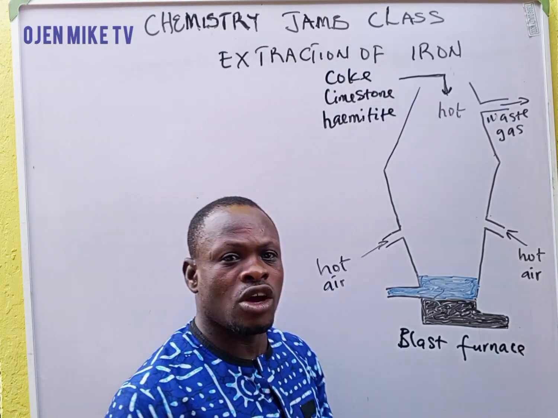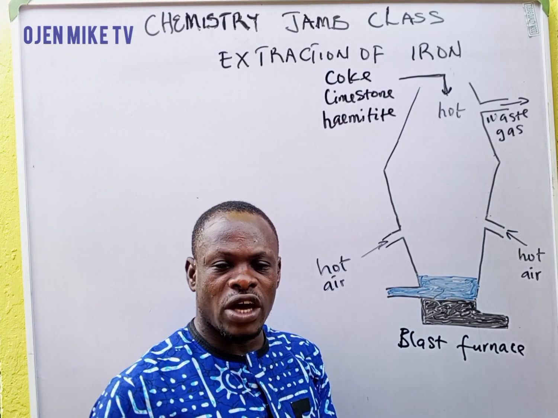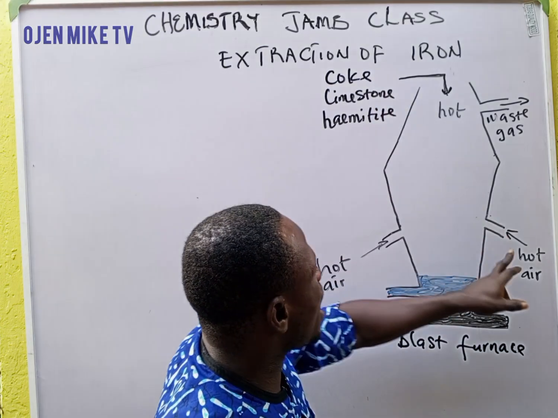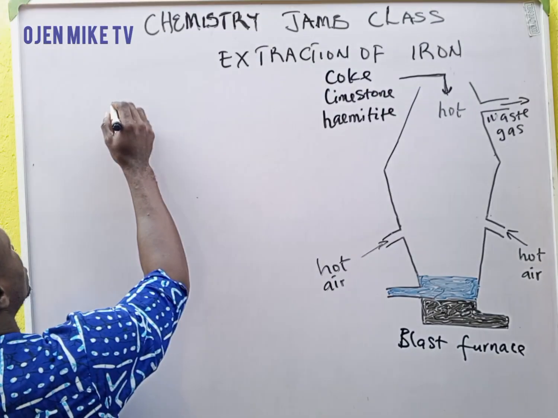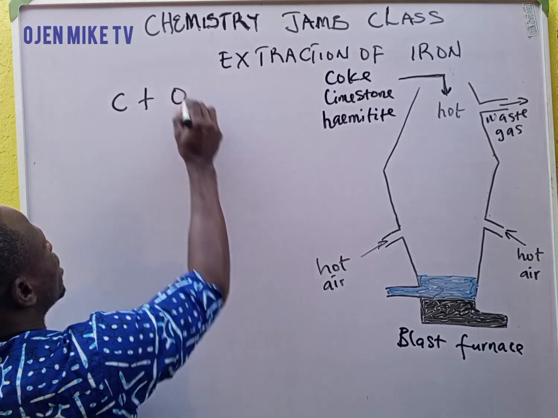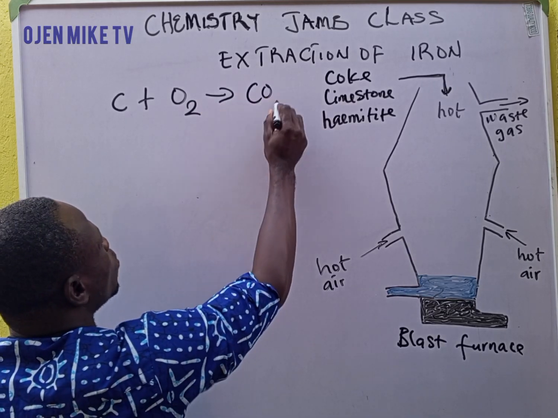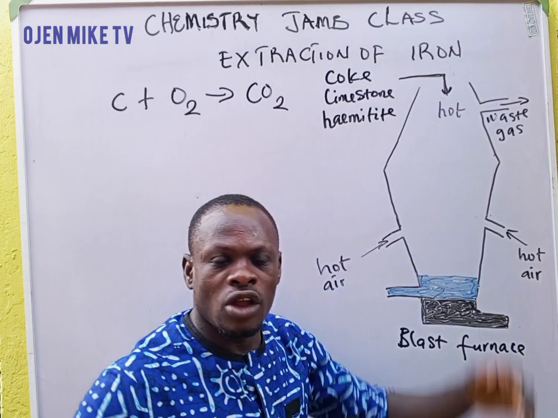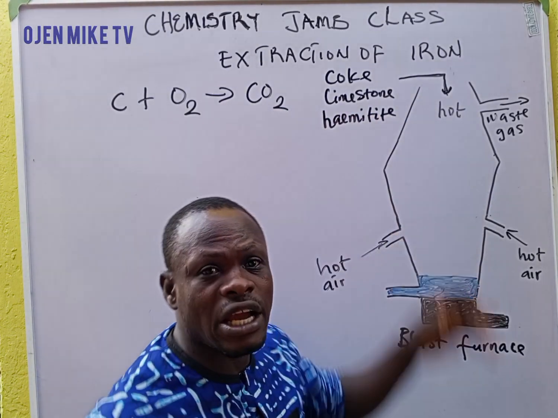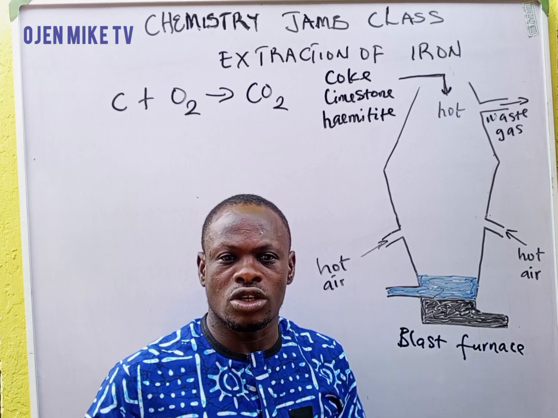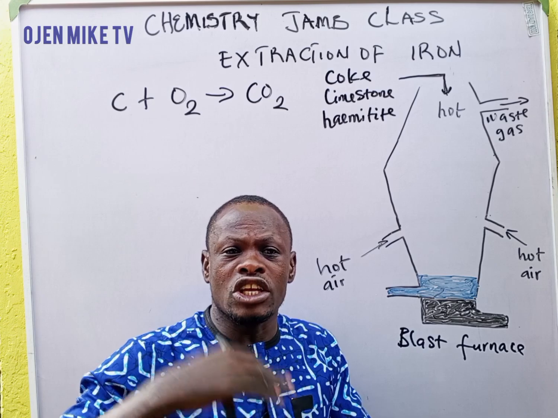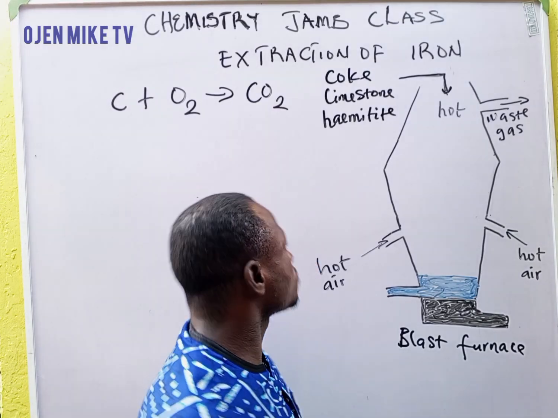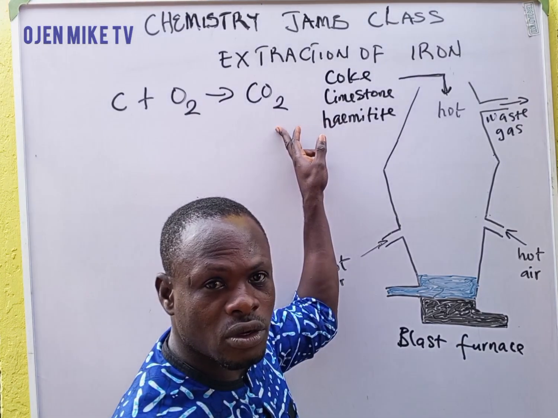Maybe in your exams, they will ask you the first equation that happens during extraction of iron. This air will react with what? With coke. Look at the reaction here. Coke is carbon, plus air, which is O2, will give you CO2. So CO2 will be formed, and the chemical reaction is exothermic. Exothermic means heat is being released, and it will help to increase the temperature of the blast furnace so that it can further react.